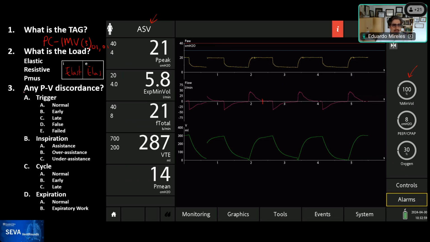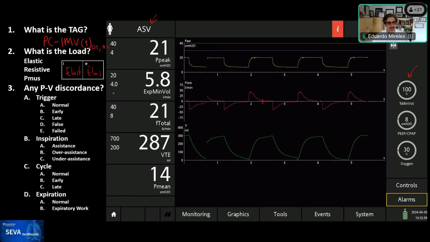So now, is there any PV discordance? Do you see any evidence of PMOs? Any evidence of PMOs? No, Raquel, you're right. Good job, Arcel. So in general, when you see this, this is a trick question. When there is no patient, there cannot be discordance. It's only the ventilator. There can be bad settings, but it's not a PV issue.